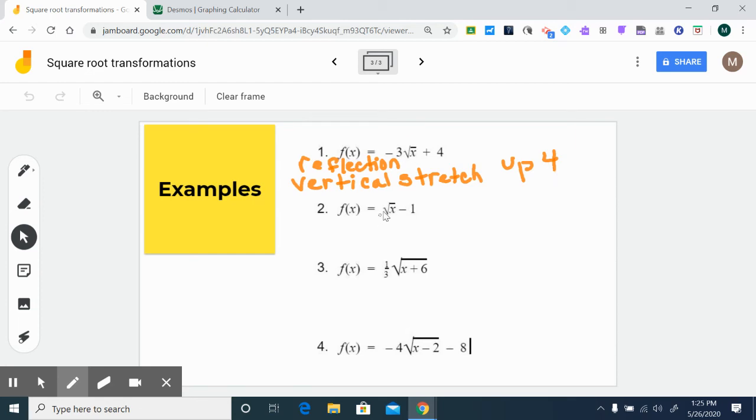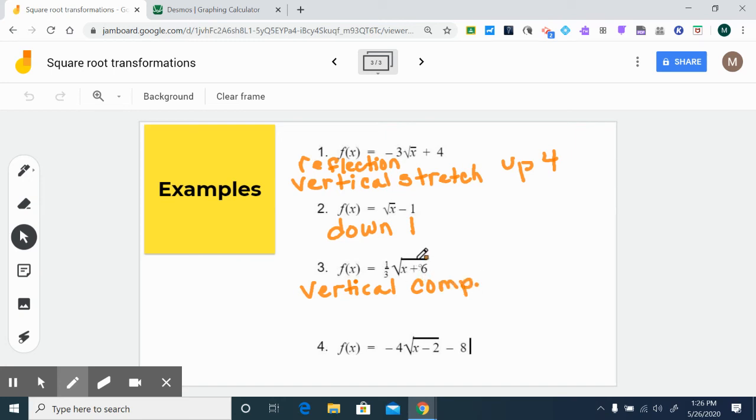The second one, if we look here, we only really have this minus 1. We don't have an a value. We don't have any numbers underneath that square root with the x, and so we just have this k value. Since it's a minus, when we have a negative k value, it means that we are going down 1 unit. The third one, I do have an a value. Since it's between 0 and 1, or it's a fraction, we know that this means it's going to be a vertical shrink or compression.